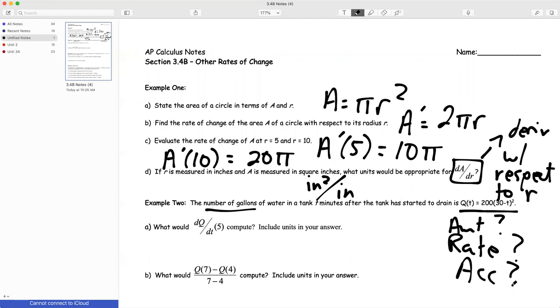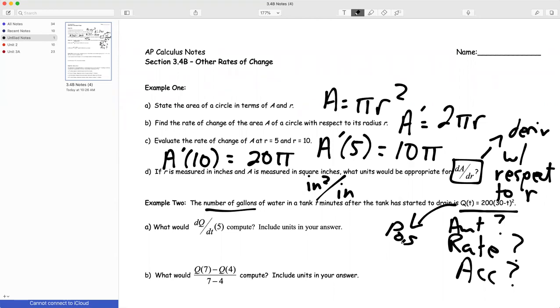Read the problem. It says the number of gallons of water in a tank. So what is Q(t) measuring? How much water is in the tank? And that is an amount. So this is like a position equation. It's not measuring distance in the context of this problem. It's measuring the amount of gallons in the tank. But this is like a position equation.